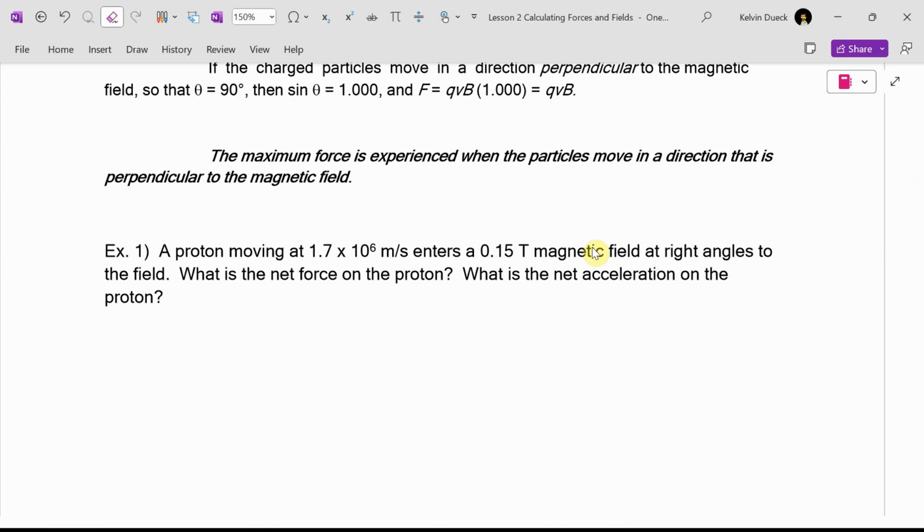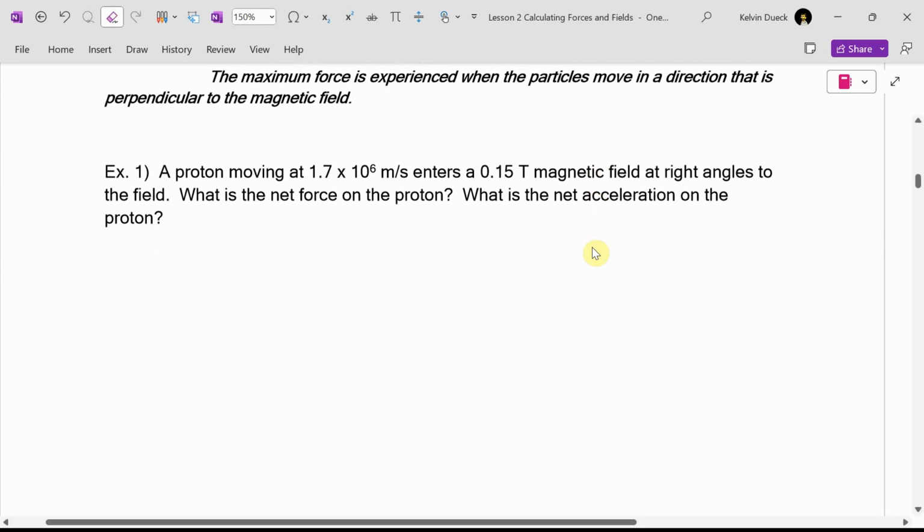So example 1, I like example 1. A proton, so we're going to have to use some of the numbers for a proton from our formula sheet, moving at 1.7 times 10 to the 6th meters per second, enters a magnetic field at right angles to the field. So this is the maximum. I'm going to call this A. I'll call the second question B. So, okay. David, what does A want me to find? What's causing the force? The magnetic field.